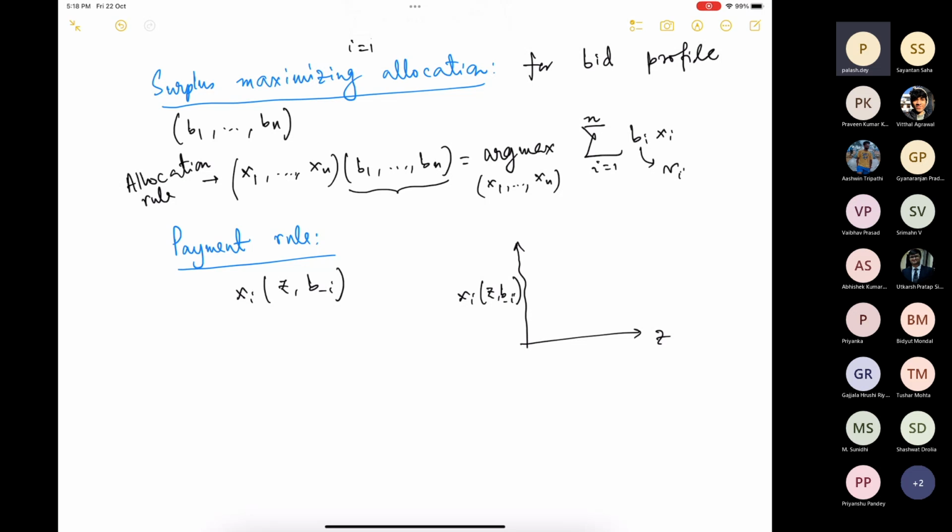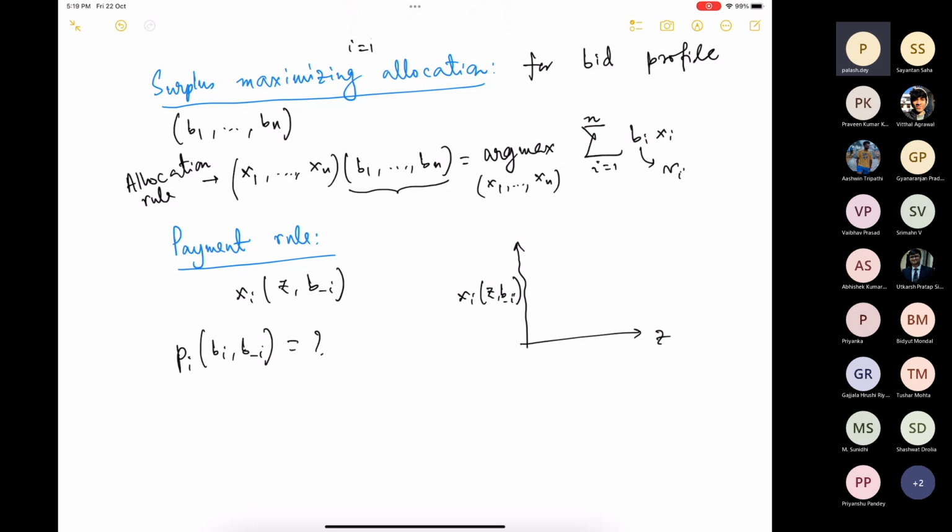Now I am defining the payment rule. Payment is also a function of B1 to Bn, and it has n components, P1 to Pn. I am defining Pi of (Bi, B-i), for i in n.